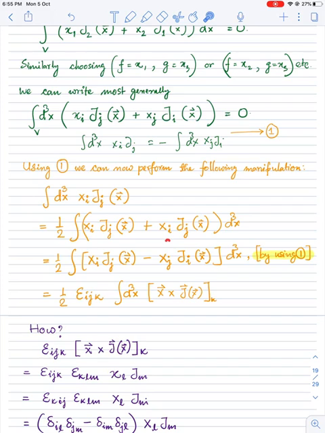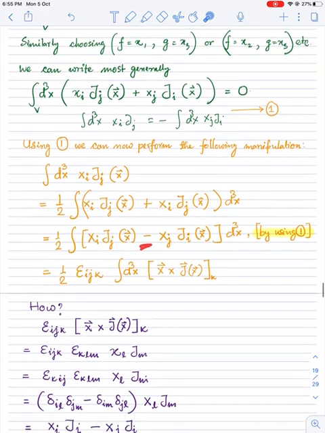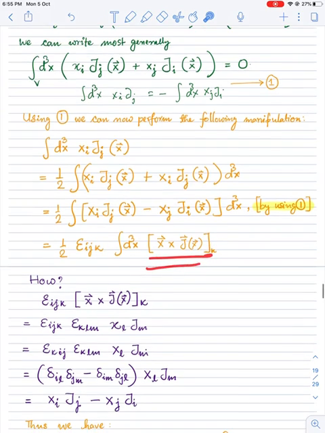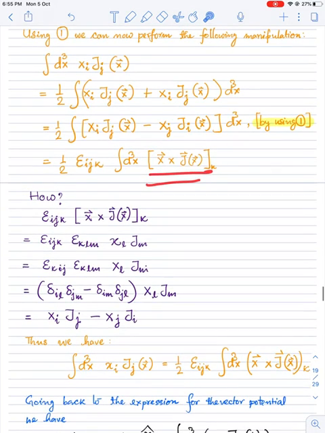Now if we can use this identity here, we can convert this xi xj into xj xi, but then I'll get a sign here. If I get a sign here, then I can package it and write it as half epsilon ijk x cross j, because this is the kth component of this, which is contracted with this epsilon.